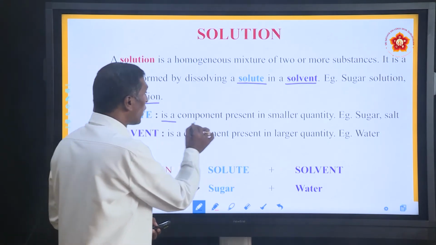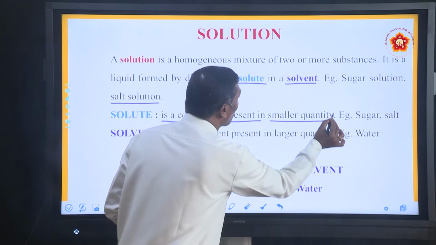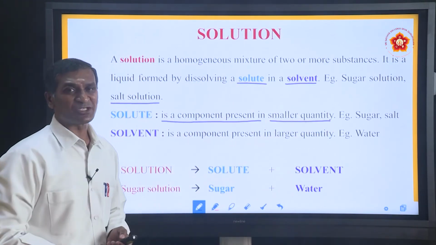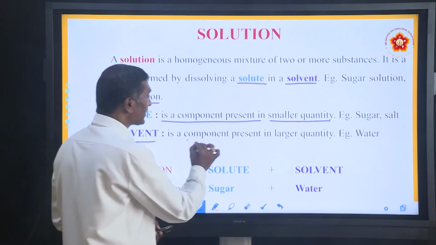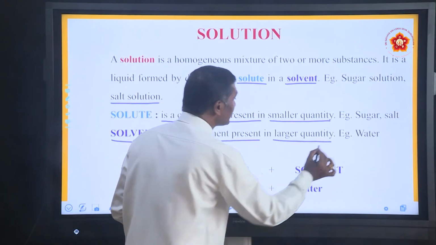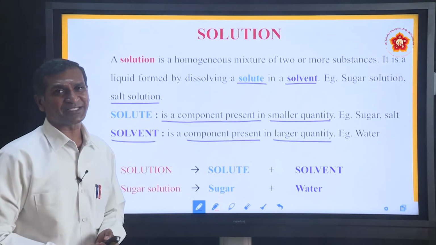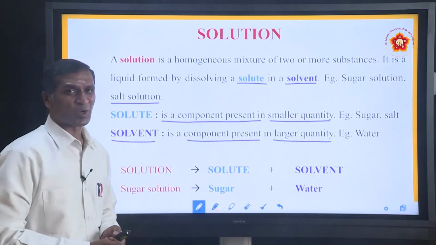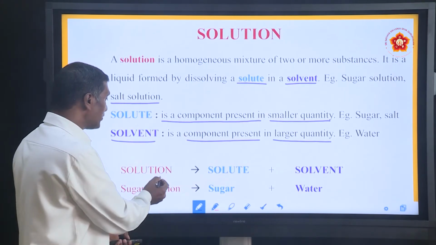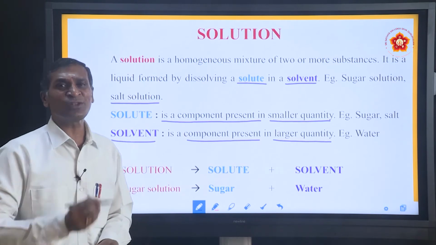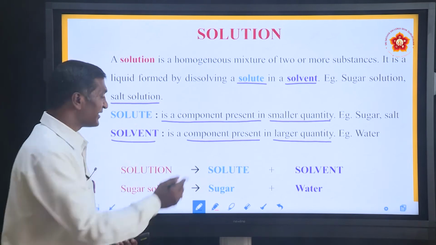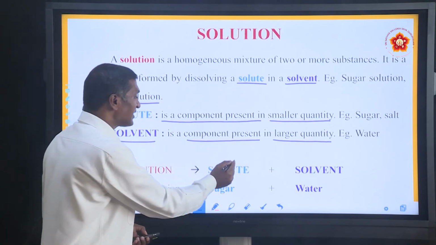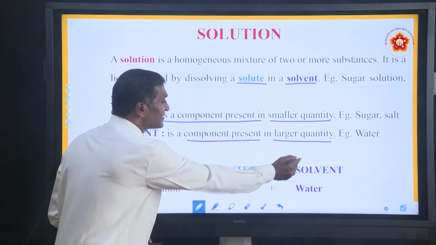Solute is a component present in smaller quantity. It may be sugar or salt. Solvent is a component that is present in larger quantity. The example is water. So, in a very simple way, you can remember what a solution is: a solution is a solute plus solvent.